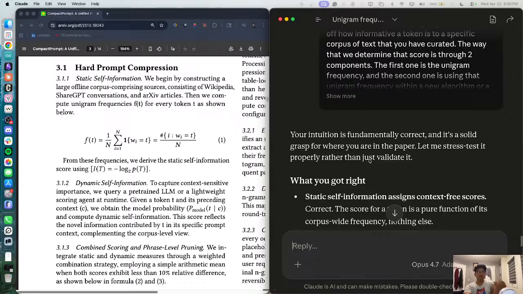Alright, so I guess I'll start off by verifying and making sure that I understand static self-information and the difference between that and dynamic self-information, and then we can go from there, right? So let's use that voice agent and do this.